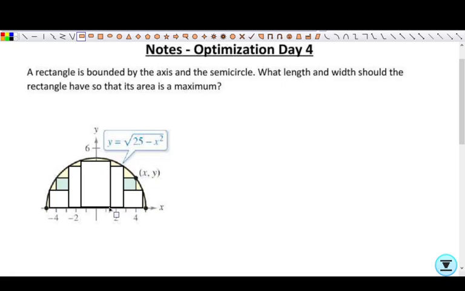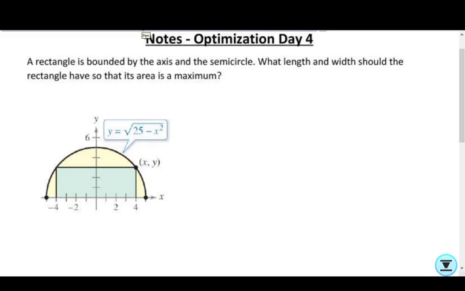Okay, so it doesn't matter which rectangle I draw. Basically, this coordinate right here, the coordinate (x, y), should be on this semicircle. So these top vertices will always be on this semicircle. This coordinate will always be (x, y). Now that's really, really important.